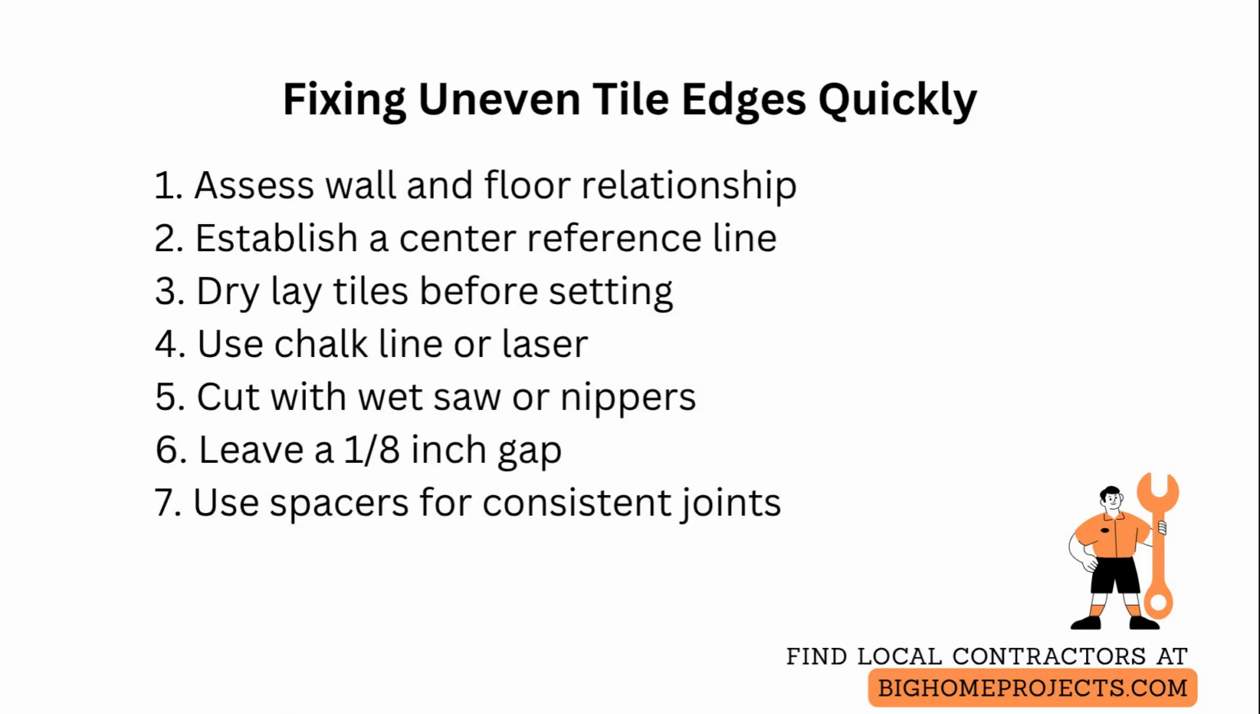When cuts are required, use a wet saw or tile nipper for curves and small adjustments to keep edges clean and uniform, and always deburr cut edges with a rubbing stone. Leave a small expansion gap of about 1/8 of an inch between tile edges and the wall to be filled later with a foam backer rod and flexible caulk for movement without cracking.